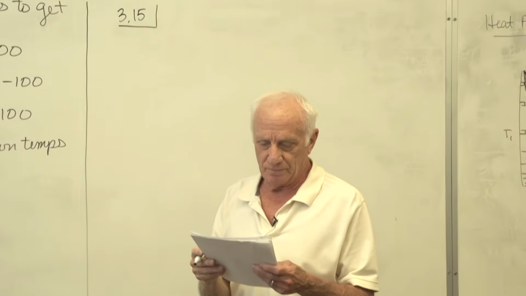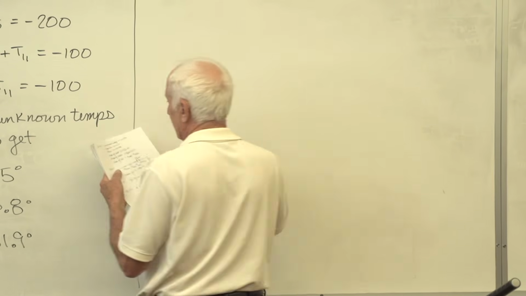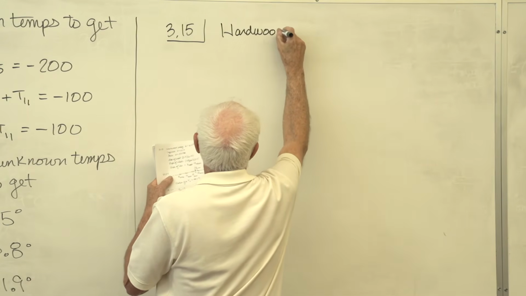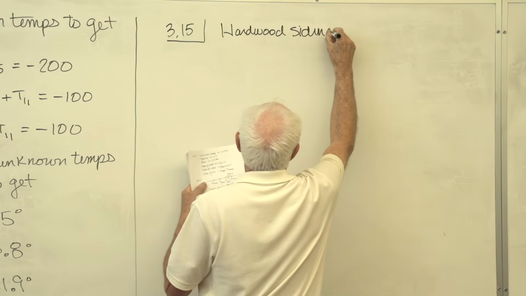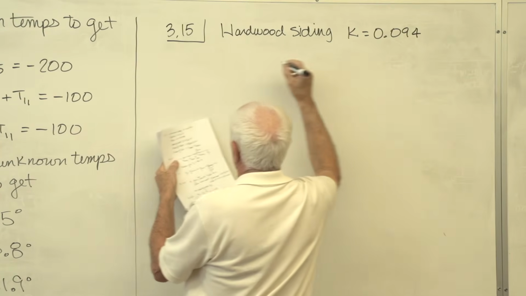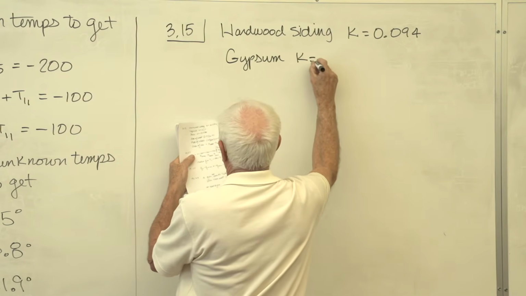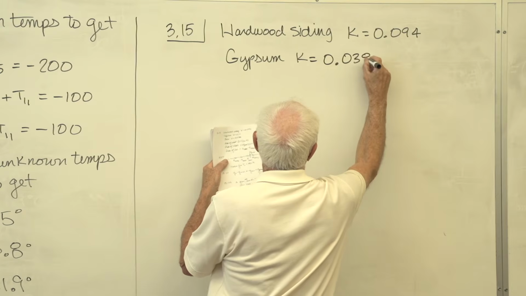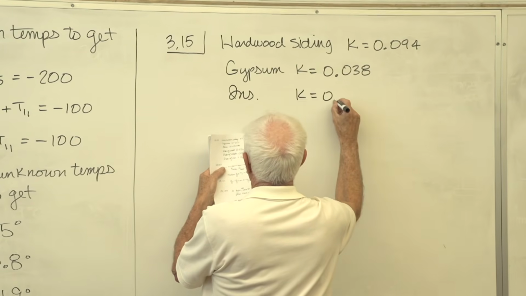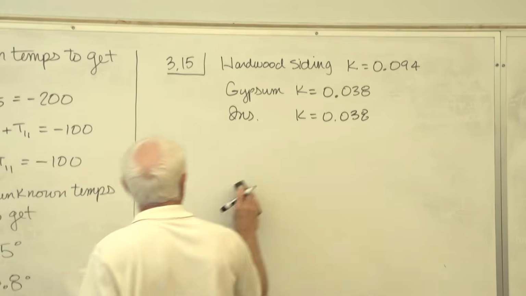Just so you know the numbers on problem 315, the main problem was getting the correct K values for that wall with studs, insulation, wall board, and siding. The hardwood siding, K equals 0.094. Gypsum, 0.17. Insulation, 0.038. The studs are 1.7.